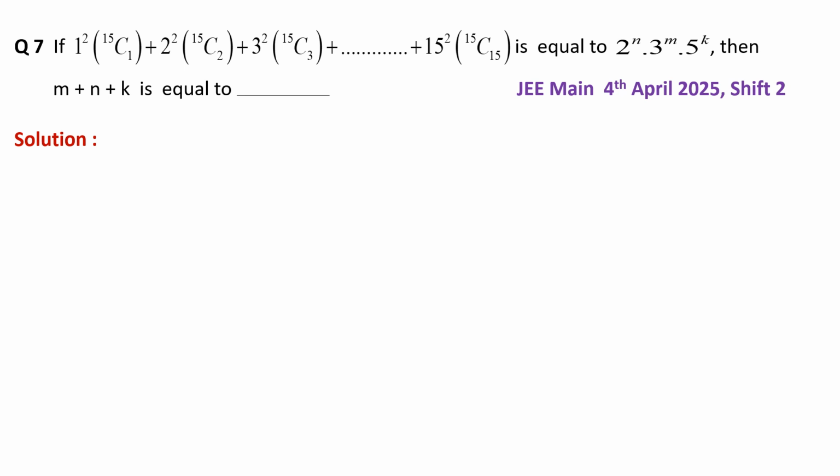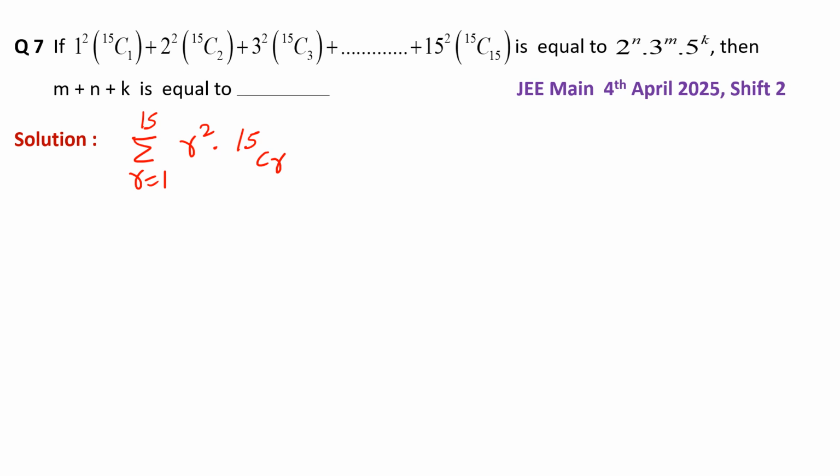It says, if 1 squared into 15C1 plus 2 squared into 15C2 plus 3 squared into 15C3 and so on till plus 15 squared into 15C15 is equal to 2 to the power n into 3 to the power m into 5 to the power k, then m plus n plus k is equal to. Now students, I can write this series as summation r varying from 1 to 15 of r squared into 15Cr.